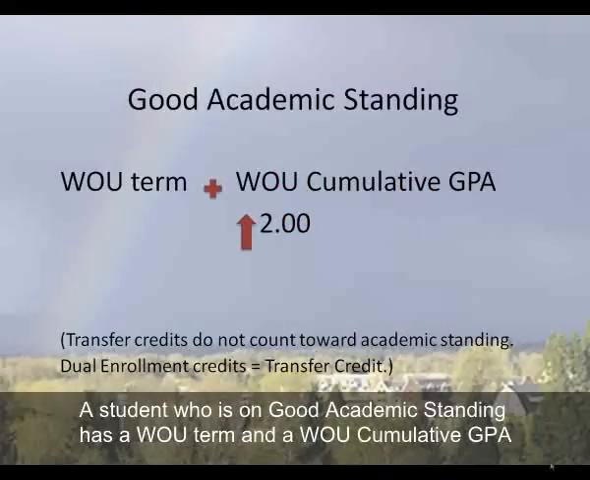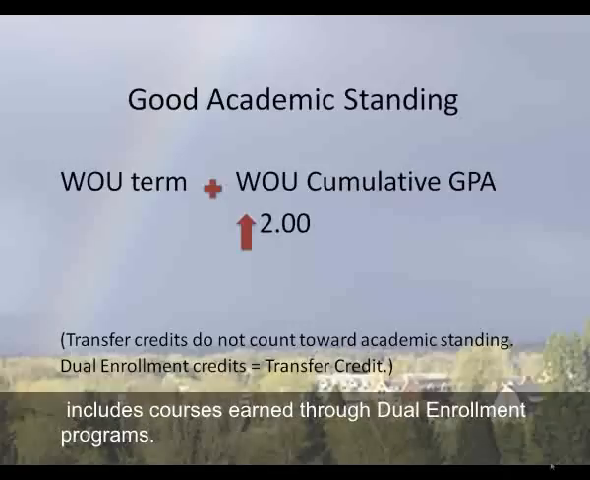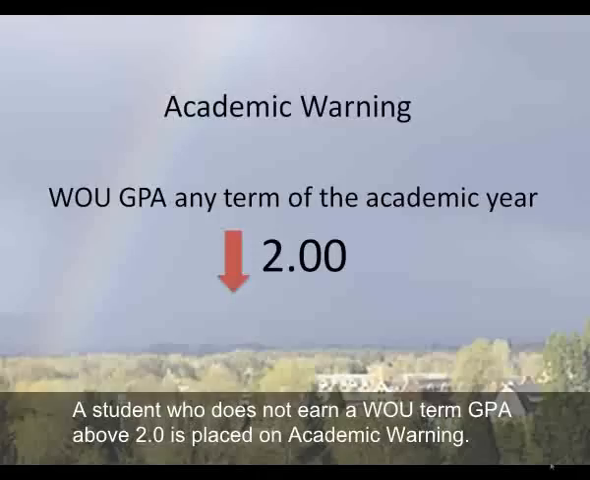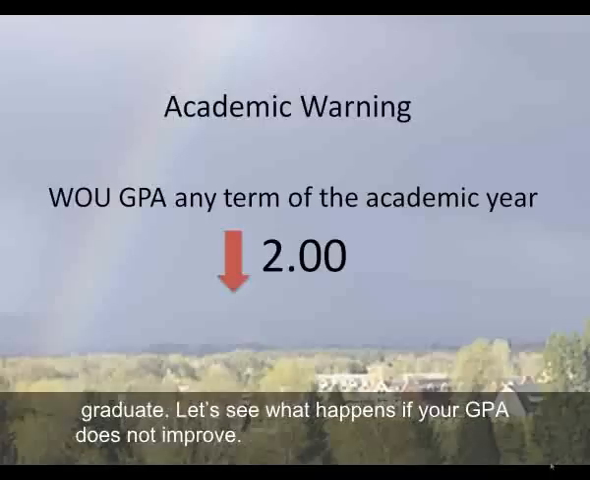A student who is on good academic standing has a WU term and a WU cumulative GPA above 2.0. Transfer credits do not count towards your GPA for academic standing. This includes courses earned through dual enrollment programs. A student who does not earn a WU term GPA above 2.0 is placed on academic warning. As you remember from our overview discussion, 2.0 is the minimum GPA needed to graduate.